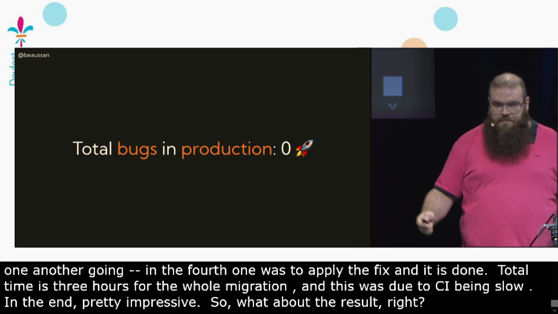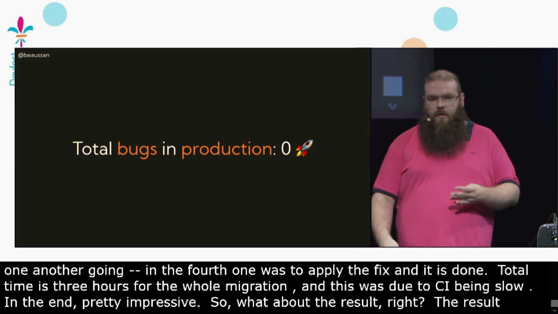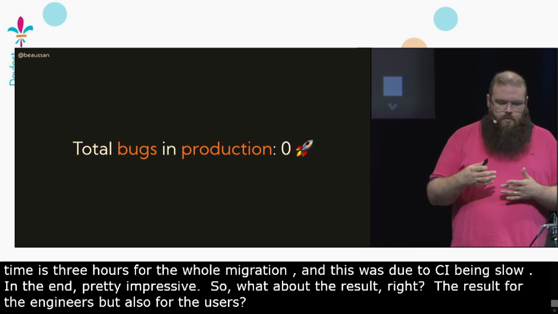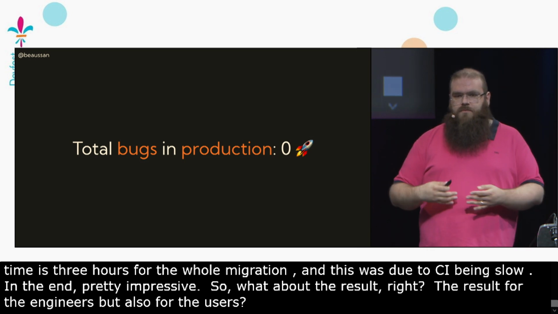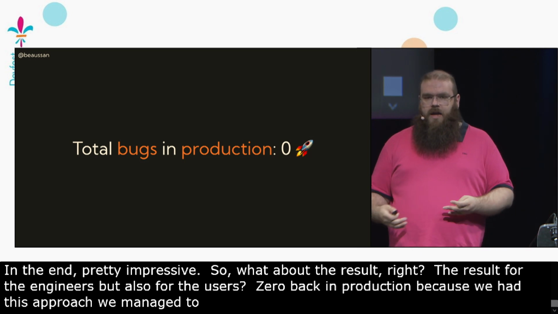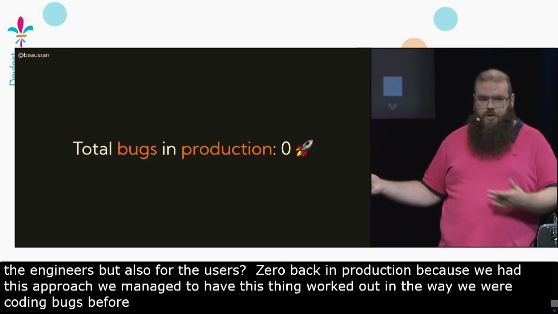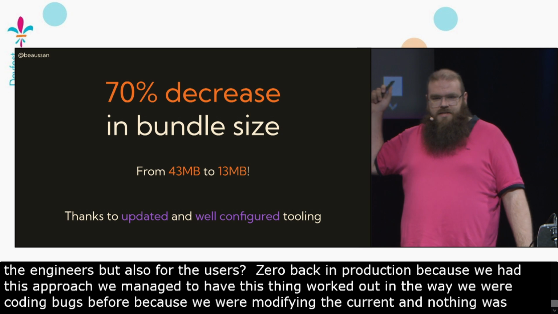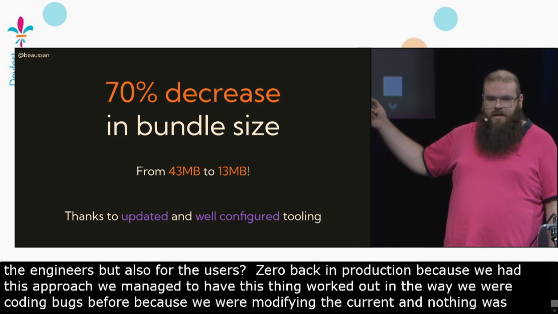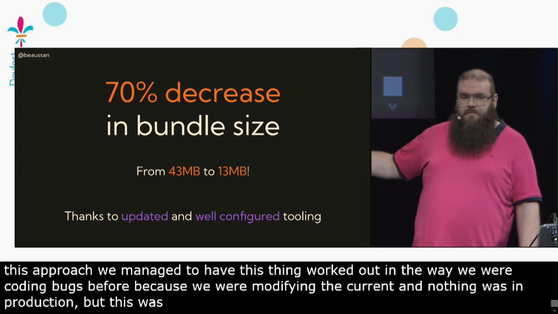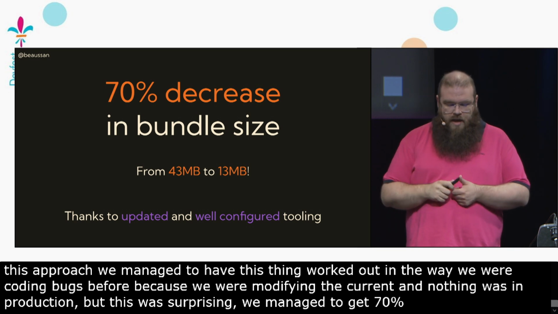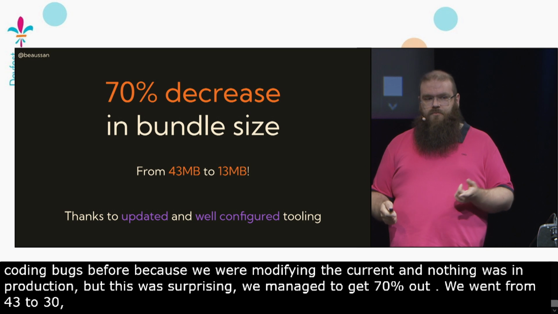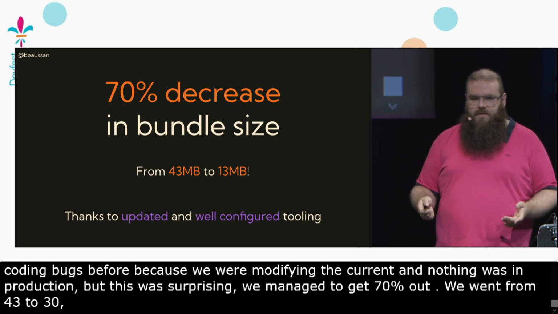0 bugs in production. Because we had this incremental approach, we managed to have it worked out in the way that we were coding before, because we were modifying the current code base, and nothing was buggy in production. But this was surprising. We managed to get 70% of the bundle out. We went from like 43 megs to 30 megs, because we had updated the Webpack config. We had a single context for Webpack, so Webpack could tree shake more aggressively.